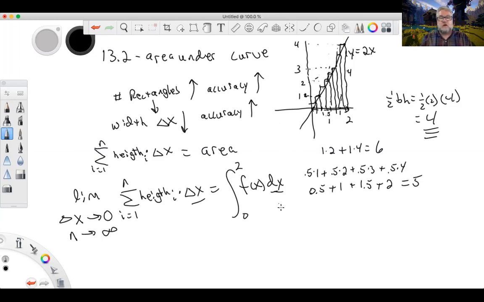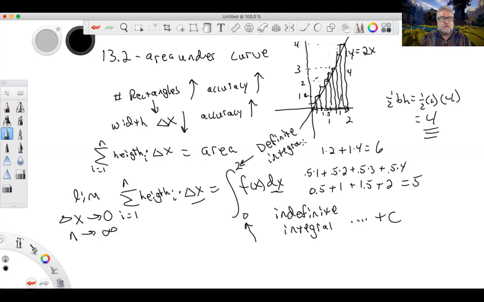And so this is no longer called an indefinite integral. Indefinite integrals always ended up with that plus c at the end because we didn't know that constant. Well, here we're not going to get that because we have specific limits. We're using it in a specific area, in a specific region, and so this makes this a definite integral. And there will be no integration constant anymore.